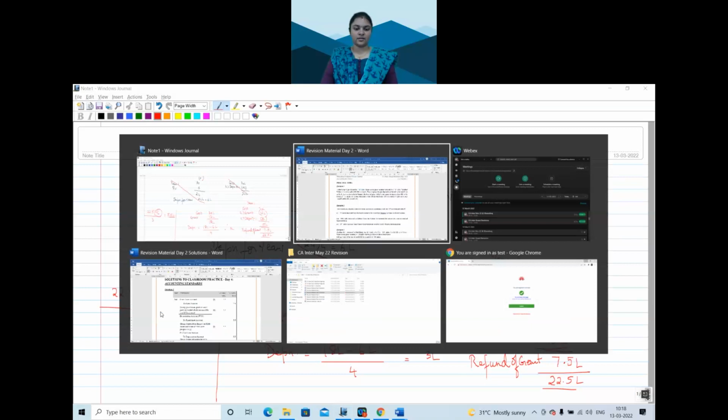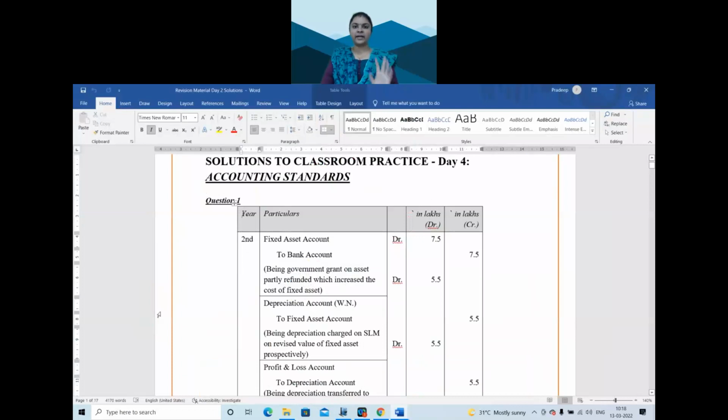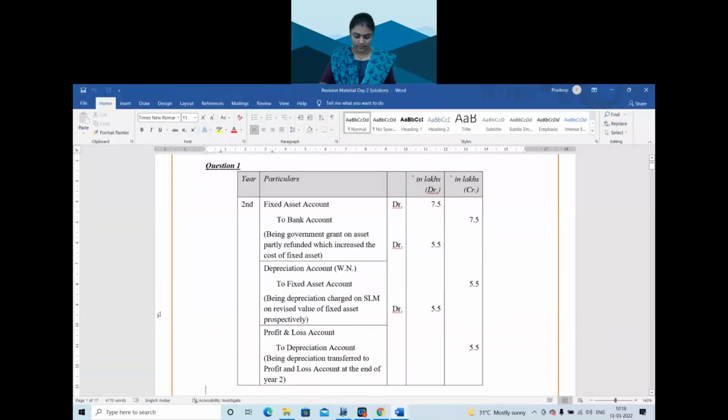So let's go ahead and check the journal entries. Only the entries for year 2. I am not going to give the entries for the previous year. So year 2, what are all the entries that we need to pass? Let us first recollect in our mind. Refund. After refund, what happens? Depreciation is changed. And for every depreciation entry, we have a transfer entry, the P&L transfer entry. So 3 entries.